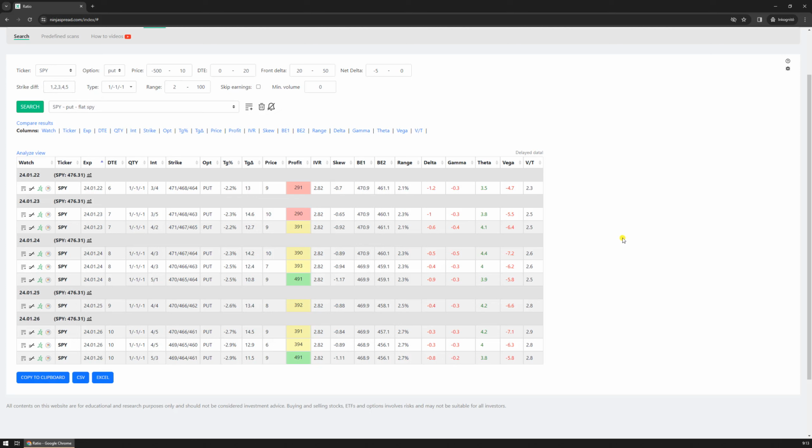I hope this new feature helps you find ratio spreads much faster and easier than before. So let me know what you think about this new feature.